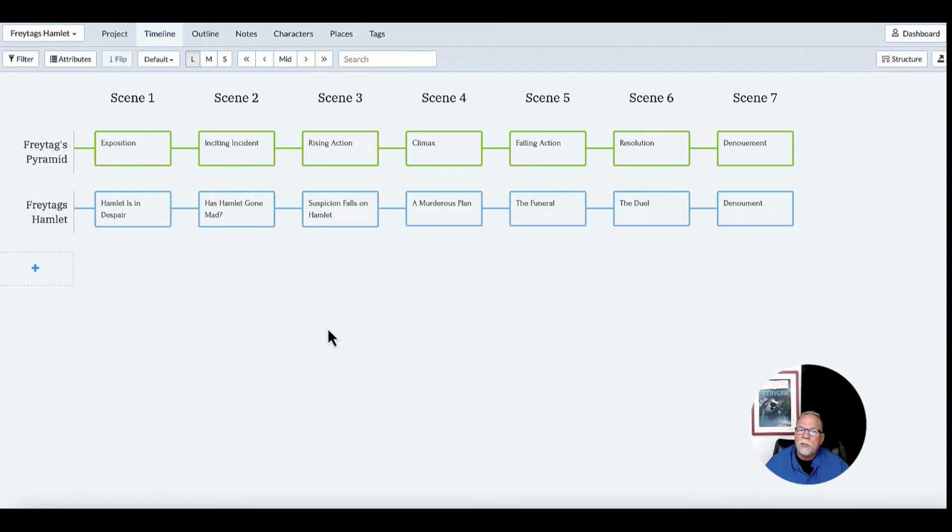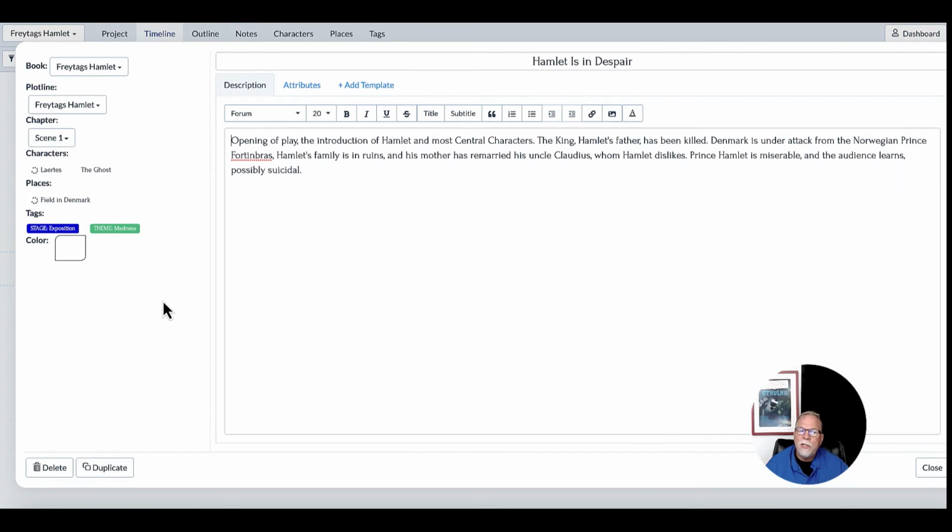Now, the exposition in Hamlet takes place when we see Hamlet in despair. This is Hamlet in his ordinary world, and his ordinary world is not great. This is the introduction of Hamlet and most of the central characters. Basically, the king, Hamlet's father, has been killed. Denmark is under attack from the Norwegian prince, and Hamlet's family is in ruins. His mother has remarried his uncle, and Hamlet hates him. So Prince Hamlet is miserable, and the audience learns that he's potentially suicidal. We're setting up for a dark story and starting with all kinds of trouble.